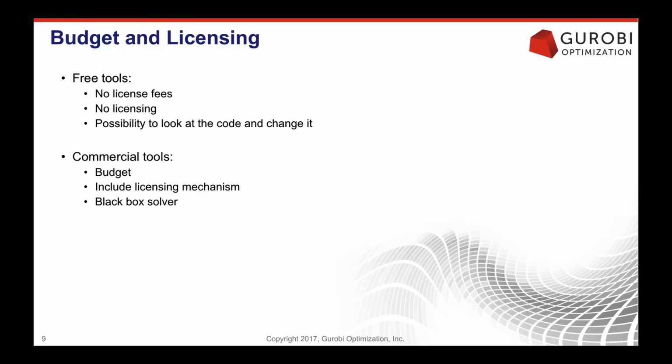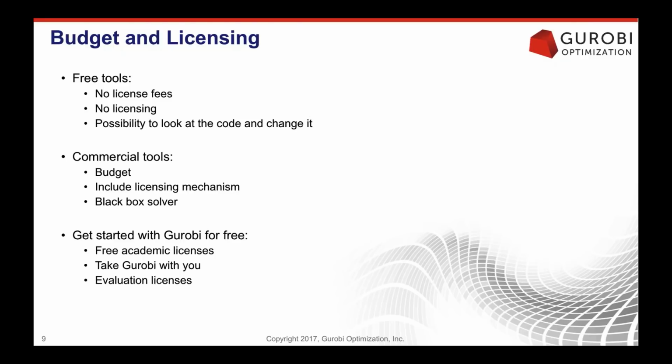And if you deploy your software to one of your customers, you also have to include the licensing mechanism of the commercial tool. But at Gurobi, there's still a way to get started for free. For example, we have our free academic licenses. You can just go to the Gurobi website, register as an academic, and there you can get an academic license. Additionally, we offer a program called Take Gurobi With You. So once you earned your degree at a university and you start in industry, you can take your Gurobi license with you for 1 year for free.